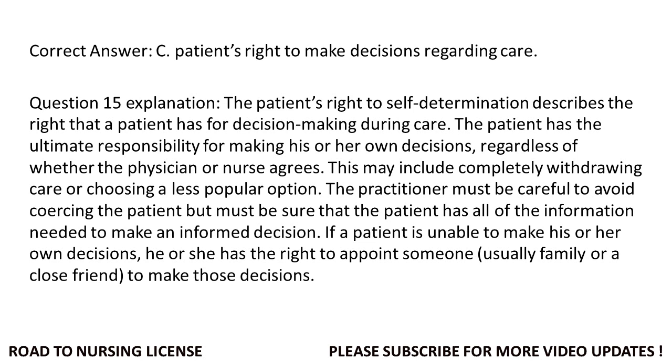Question 15 explanation: the patient's right to self-determination describes the right that a patient has for decision-making during care. The patient has the ultimate responsibility for making his or her own decisions, regardless of whether the physician or nurse agrees. This may include completely withdrawing care or choosing a less popular option. The practitioner must be careful to avoid coercing the patient but must be sure that the patient has all of the information needed to make an informed decision. If a patient is unable to make his or her own decisions, he or she has the right to appoint someone, usually family or a close friend, to make those decisions.